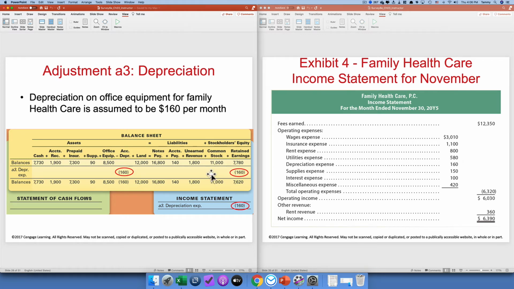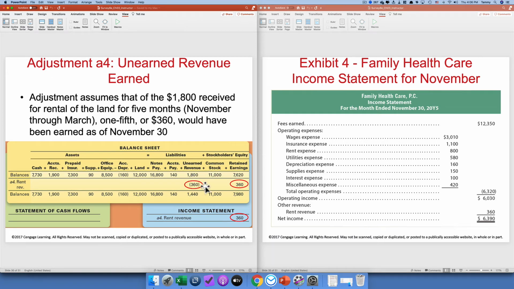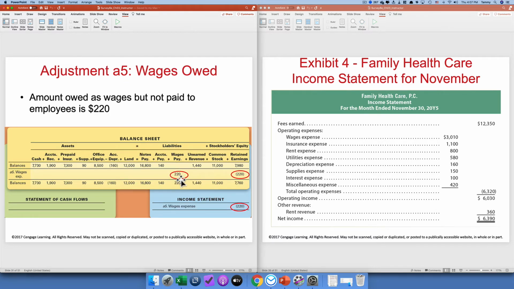Right, so we take $160 worth of depreciation on our office equipment, and that shows up over here on the income statement. And then we also recognize that from that $1,800 in unearned revenue for the prepayment of rent for 5 months, the first transaction on the list, we take 1/5 of that as the actual revenue that is earned from the rental of that parking lot. And then we recognize the wages that people have earned but not been paid. Even though we haven't paid them yet, we recognize those as a portion of the wage expense above and beyond that cash that we paid for wages that we already saw.